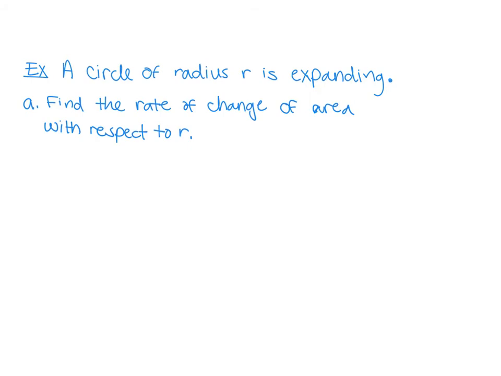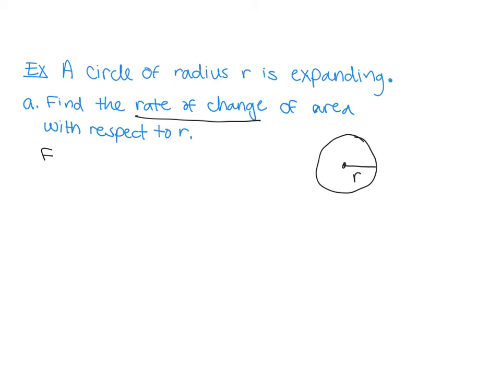Here's our second example. It says a circle of radius r is expanding. Find the rate of change of area with respect to r. So first step, let's draw a picture. So we have a circle and its radius is r. We want to find the rate of change of area with respect to r. Instead of saying rate of change, let's say derivative. Find the derivative of the area with respect to r.